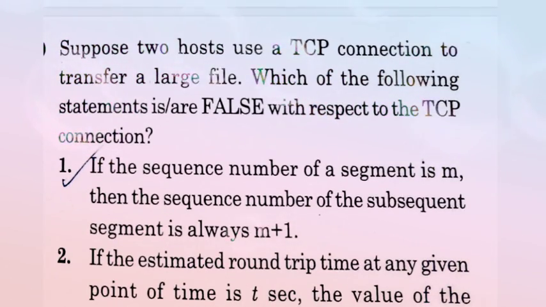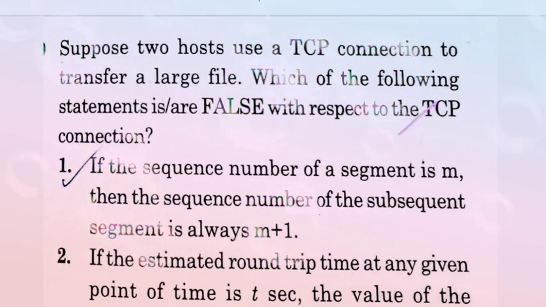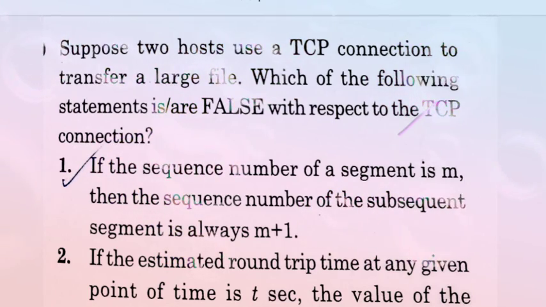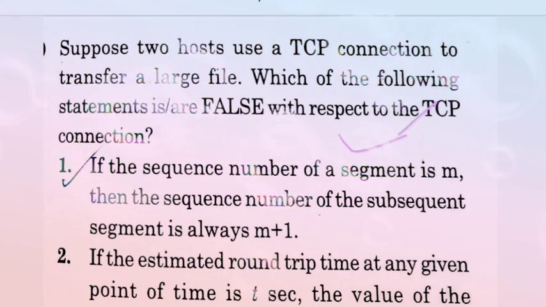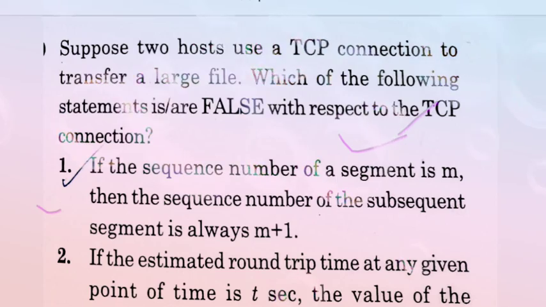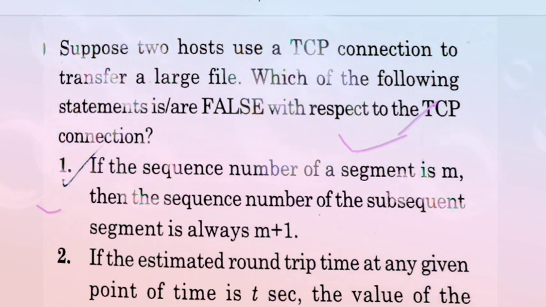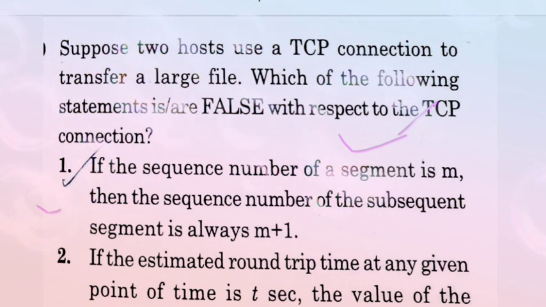Suppose a host uses a TCP connection to transfer a large file. Which of the following statements is false with respect to the TCP connection? Okay, so here the first option is given. If the sequence number of a segment is M, then the sequence number of the subsequent segment is always M plus 1. So this is not true. This is a false statement.